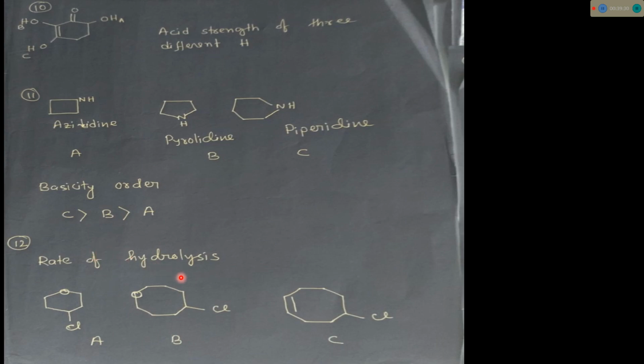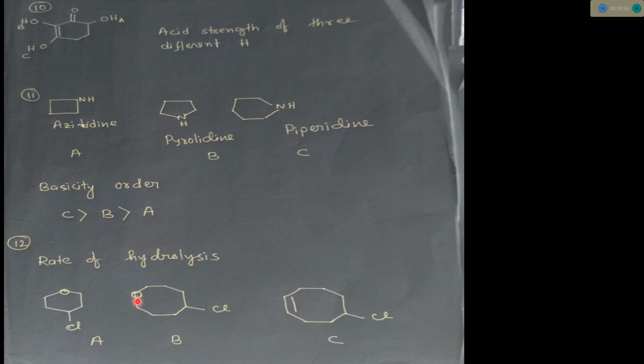So rate of hydrolysis is more in B, but there is a double bond. If you compare B and C, this is a heteroatom, this is a double bond. Both can participate in neighboring group participation, but still there is some confusion. If there is a sulfur kind of atom, then normally neighboring group participation will occur easily.